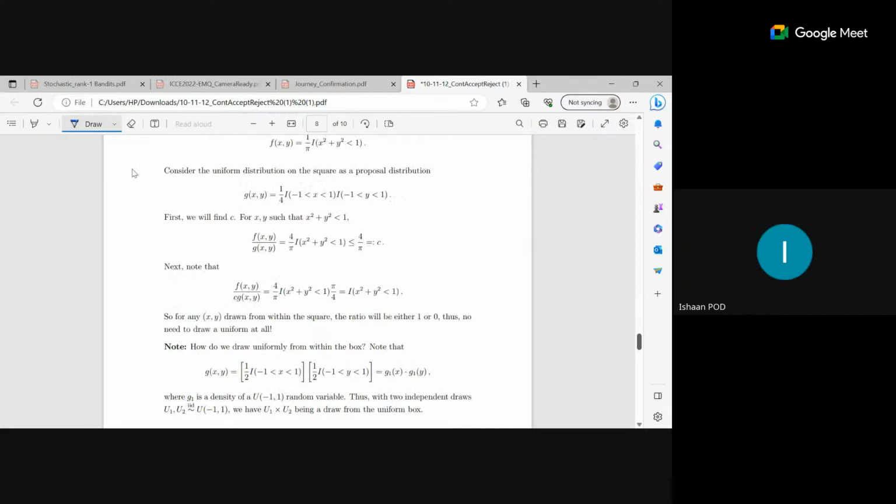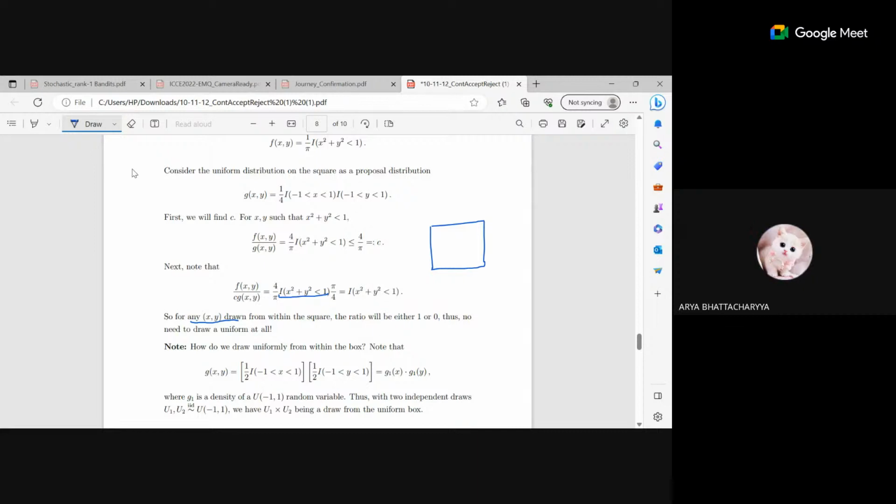So if you look at this statement, for any x, y drawn from within the square. While she was explaining the statement in the video, she said that if we look at the indicator, either it will be 1 or it will be 0. For all points with x square plus y square less than 1, it will be 1. Otherwise, for all points outside it, it will be 0.